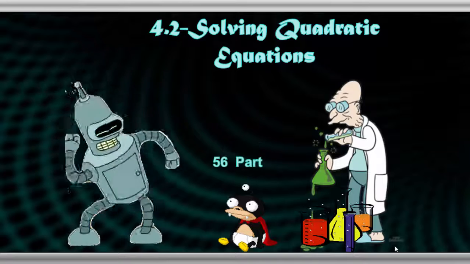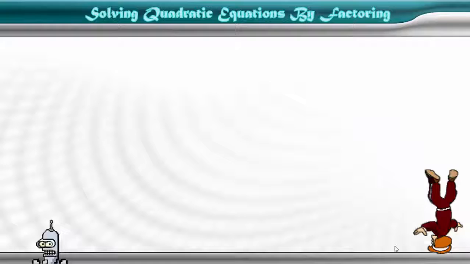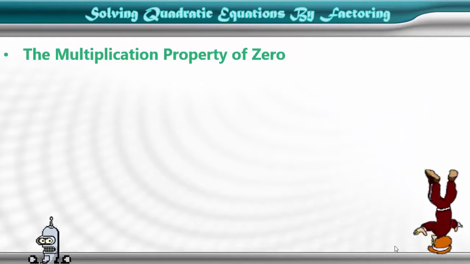Hello, welcome to Chapter 4.2, Solving Quadratic Equations. Solving quadratic equations by factoring. The multiplication property of 0.